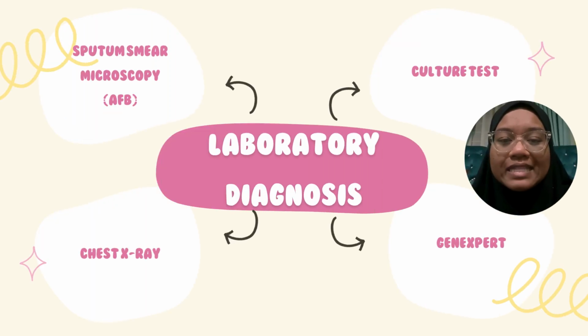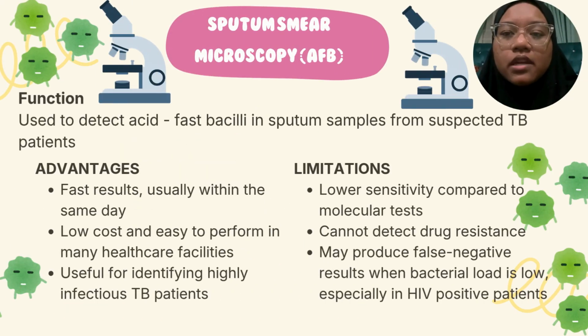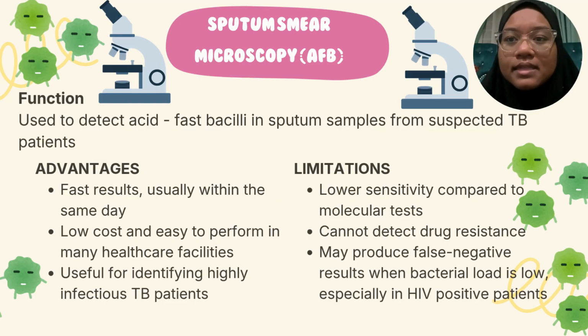So now I will explain the laboratory diagnosis for Mycobacterium tuberculosis. So we have 4. For the first laboratory diagnosis method, we have sputum smear microscopy, also known as AFB stain. The function of this test is to detect acid-fast bacilli in the patient's sputum sample. It is widely used because the test is simple, fast and inexpensive.